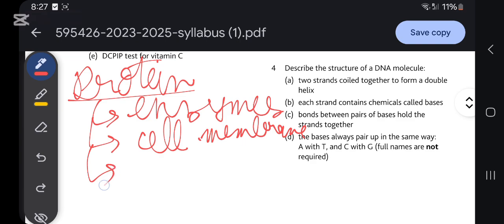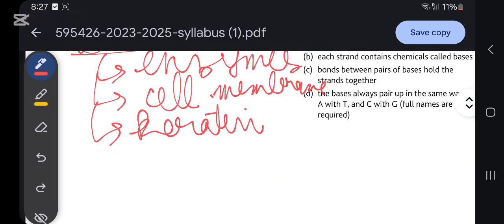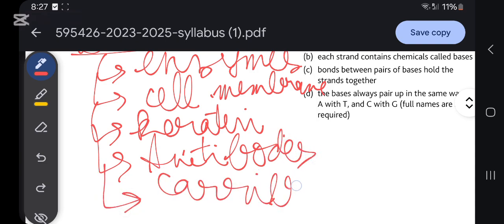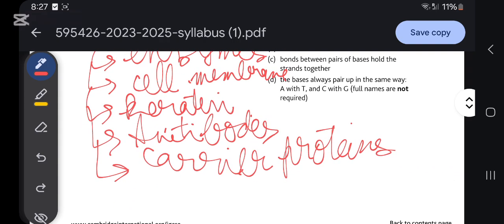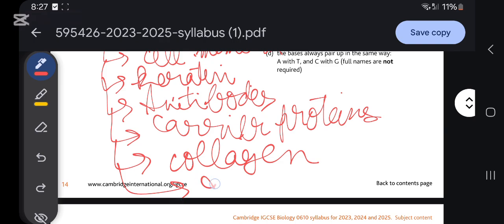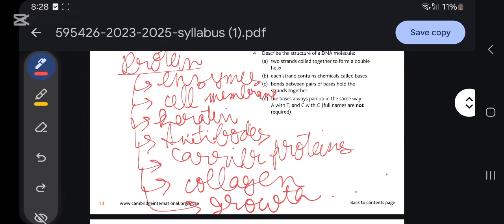They are used in keratin. What is keratin? Basically, it's found in the hair and fingernails. It's a protein. Then it is used in antibodies. Then it is used in the carrier proteins we discussed before in active transport. Then collagen, which is found in skin and other tissues and keeps the tissues in good repair. It is also used in growth and tissue repair.